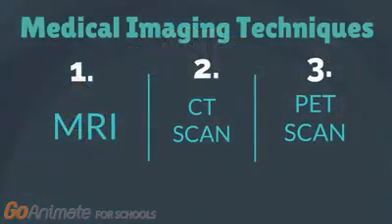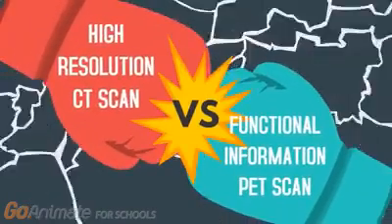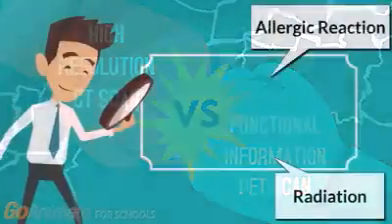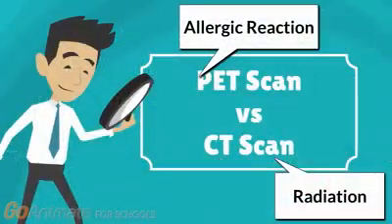The MRI, CT scan, and PET scan are three of the most commonly used techniques for medical imaging. We learned the benefits associated with each, such as the high resolution provided by the CT scan, or the functional information given by the PET scan. Furthermore, we also learned about the disadvantages and risks associated with these scans, such as the possibility of an allergic reaction to the tracers in a PET scan, or the exposure to high radiation in CT scans.